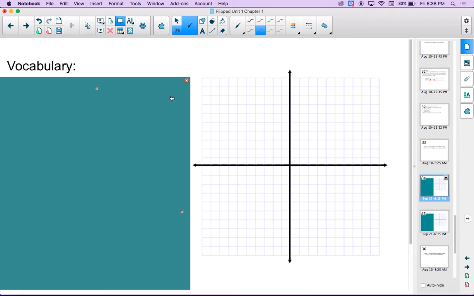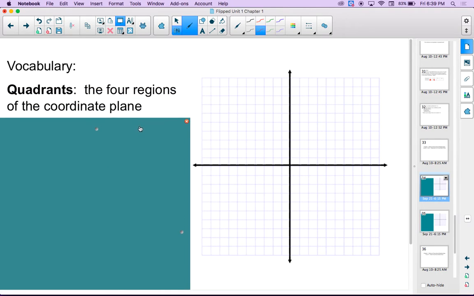So on page 5, we have some vocab words. On page 6, we have a graph that looks like this. So when I give you the definition, please write it on page 5 and then flip to page 6 and catch up on the graph picture that I'm going to draw for you. So let's get started. Our first vocab word is the word quadrants.